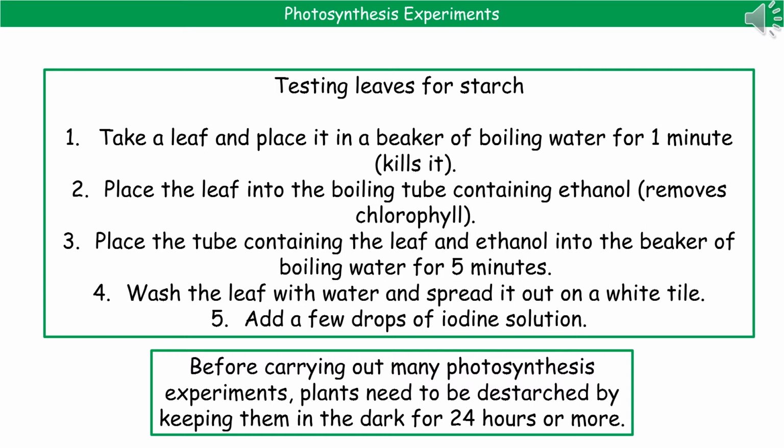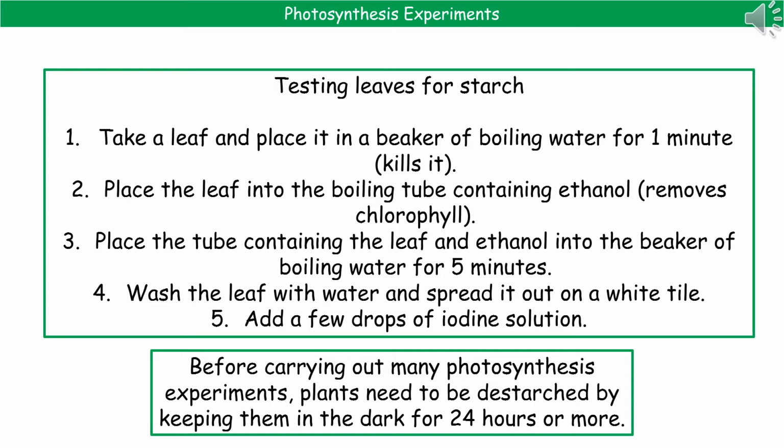So you take a leaf, put it in a beaker of boiling water to kill it, place the leaf in the boiling tube containing ethanol to remove the chlorophyll. Then we place the leaf and the ethanol into the boiling water for 5 minutes, making sure the Bunsen burner is off, obviously. Then we'll wash our leaf and spread it out on a white tile before adding iodine to reveal where the starch is.